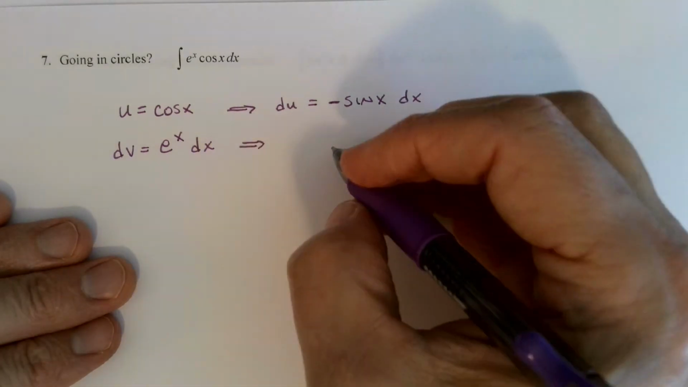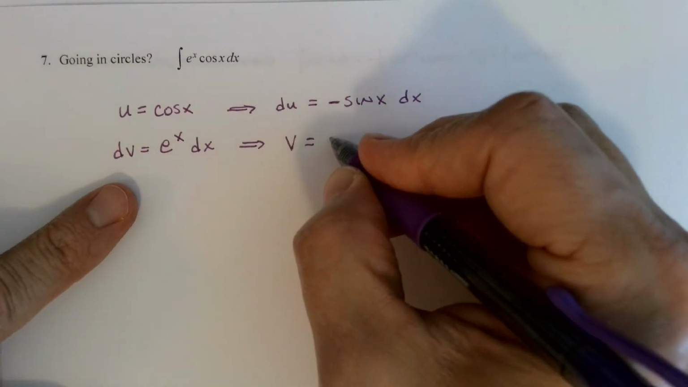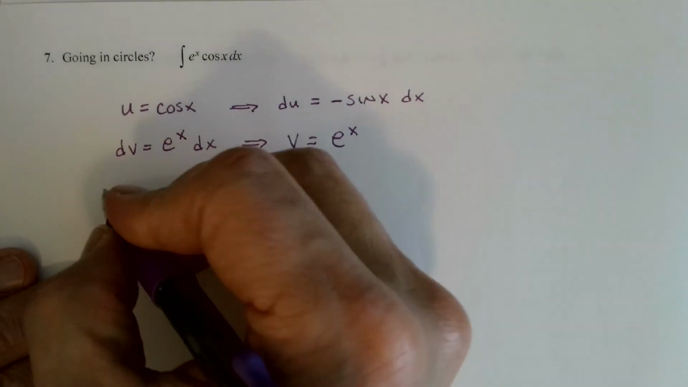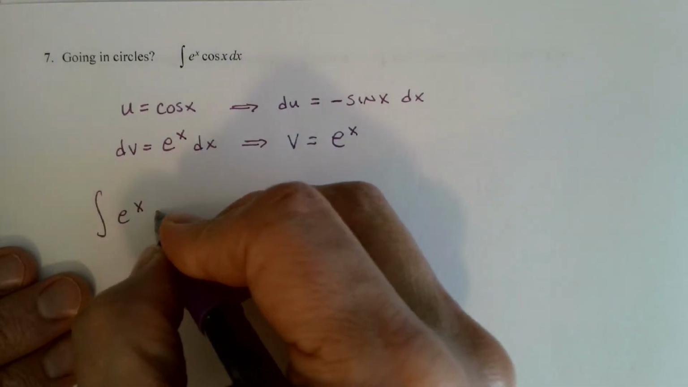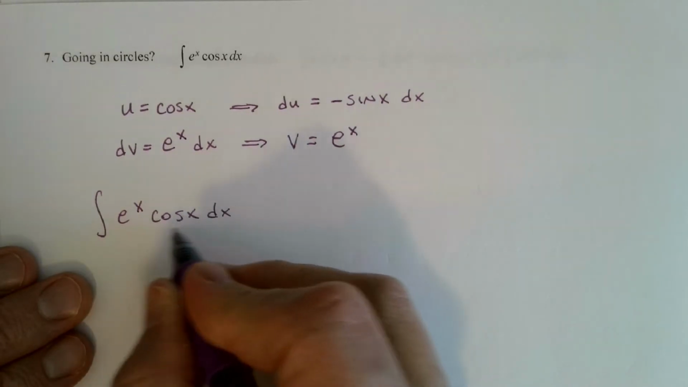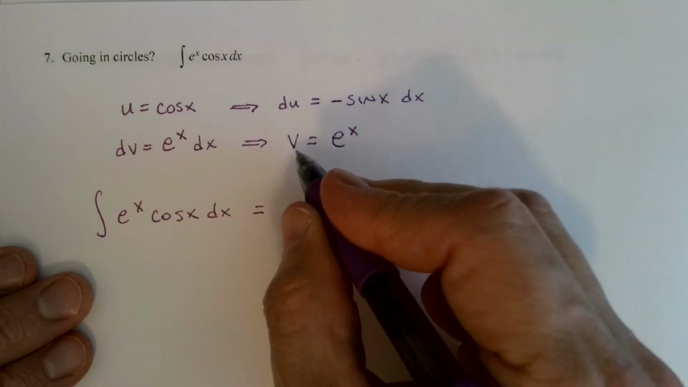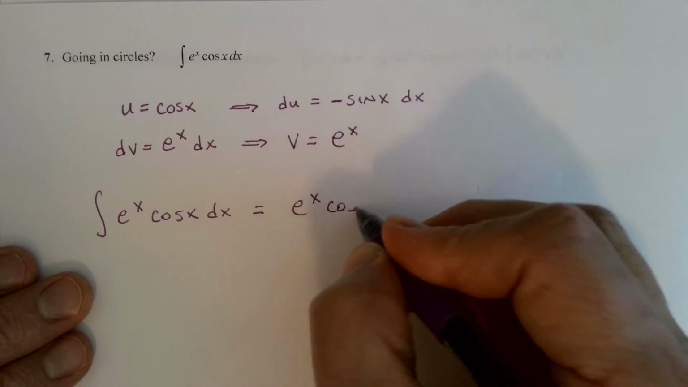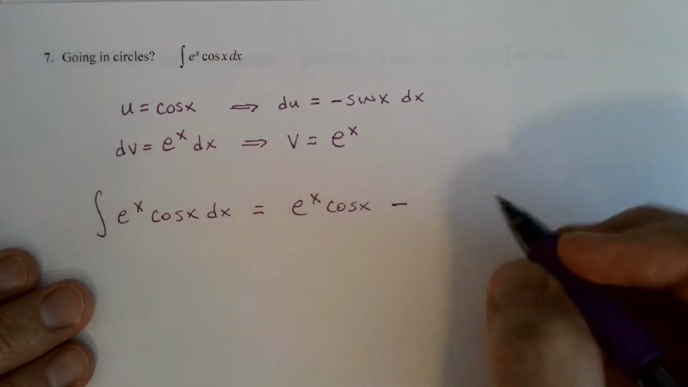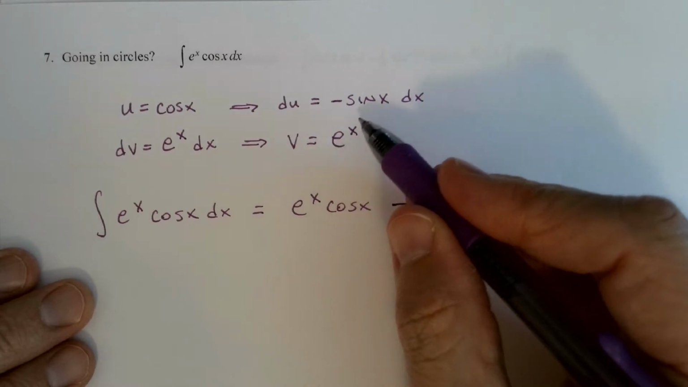And here we have v is what? Antiderivative of e to the x, integrating, is e to the x. So pretty simple there. Okay, and so the integral of u dv, u is cosine of x, dv is e to the x dx, is uv, so that's cosine of x times e to the x. I'll just multiply them this way. I've got vu instead of uv, doesn't really matter, minus the integral of v du.